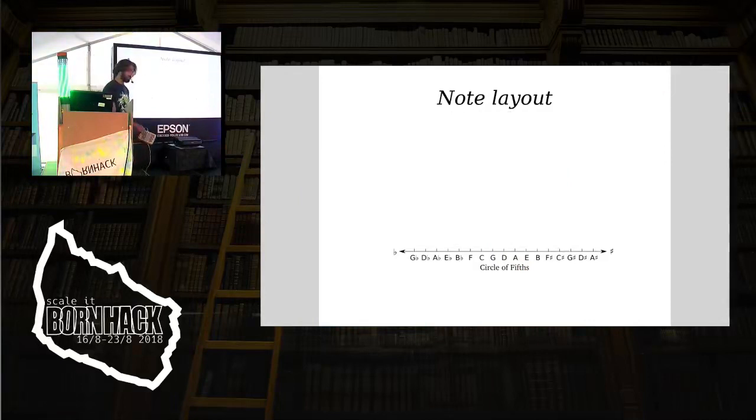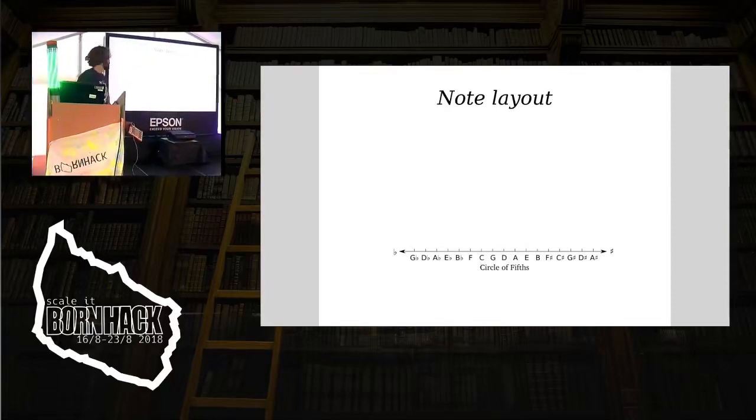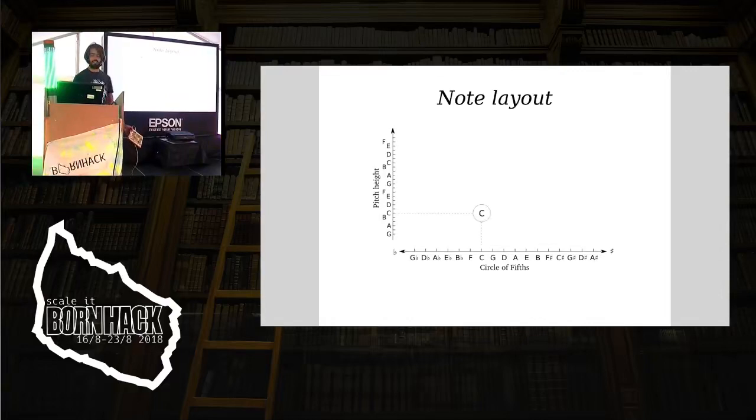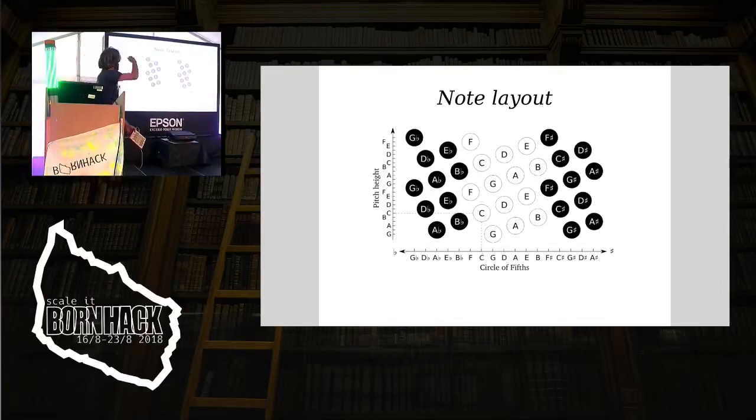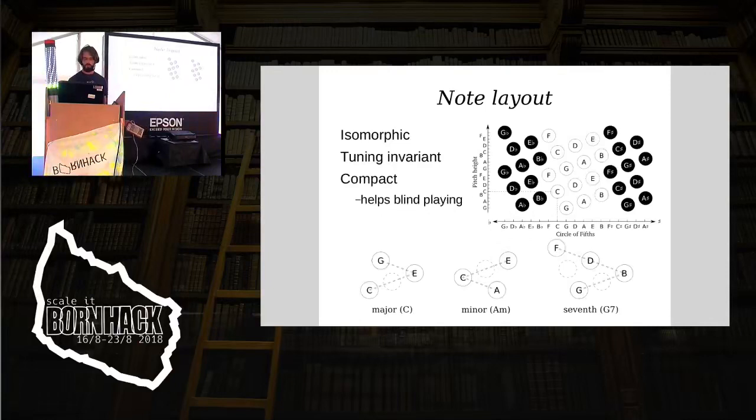This note layout is based on the circle of fifths, which is a base in music theory, and the pitch height. So you have the circle of fifths, the pitch height, and if you put notes on the lines, then you will get this layout. Simple idea. It creates a sort of rectangular, sort of hexagonal layout. Similar things exist, but not orthogonal. The nice thing of this layout is that it's isomorphic.